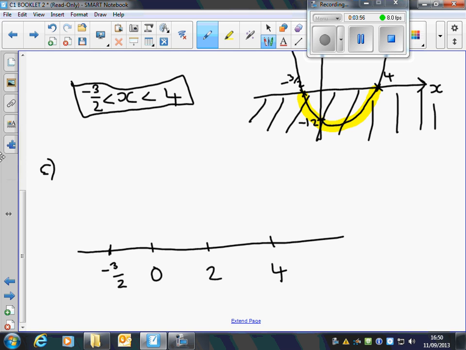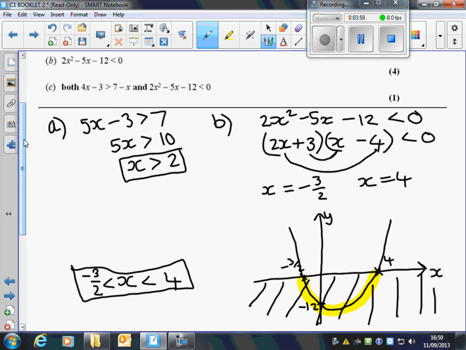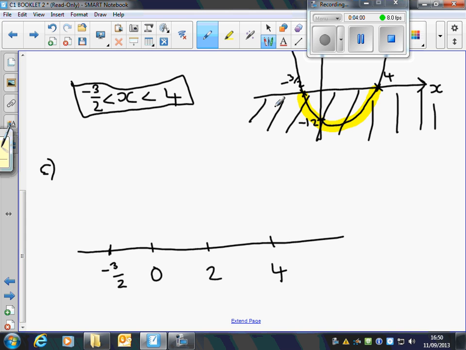So in part A, we found out that x has got to be greater than 2. So the way we do this is do an arrow to the right, which means x is greater than 2. Now it's not inclusive of 2, so we don't colour the circle in.